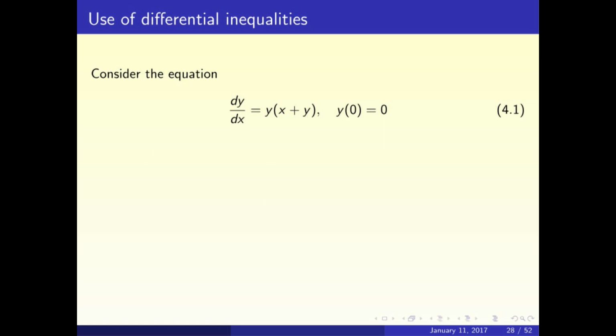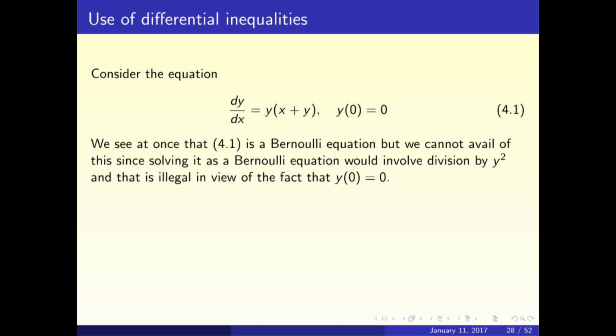Now let us look at this differential equation 4.1. dy by dx equals y into x plus y, with the initial condition y of 0 equal to 0. You see, this differential equation 4.1 is a Bernoulli equation, and so you want to divide by y squared, but unfortunately you cannot. Why? Because y of 0 is 0 and division by 0 is not allowed. So how would you solve 4.1?